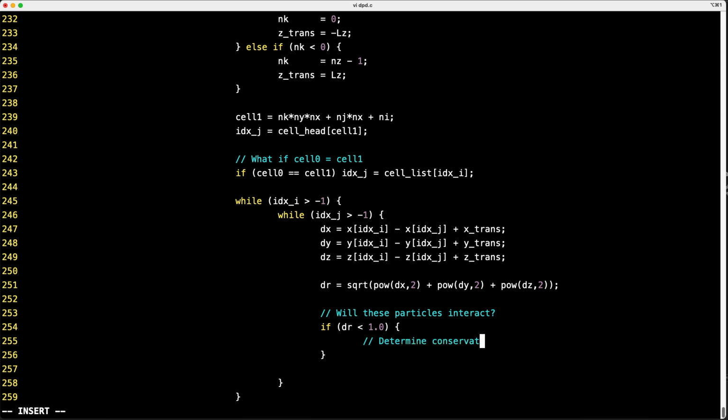So we need to determine the strength of the conservative interaction. So let's set this equal to prod. So this will be 0 if we're equilibrating the system and 1 if we're in the production stage, times the particle type of I times the particle type of J. So if we are equilibrating our system, this value will always be 0. If we are not equilibrating our system, then this value will be +1 if the particles are of the same type, right? So -1 times -1 will give me +1, or +1 times +1 will give me +1.